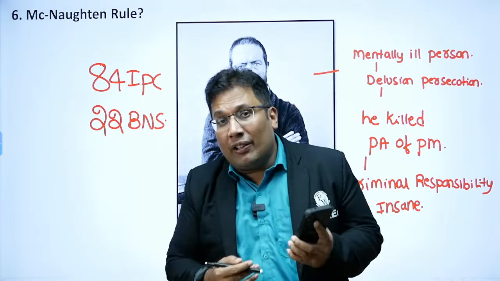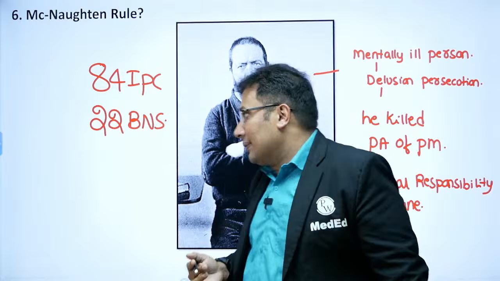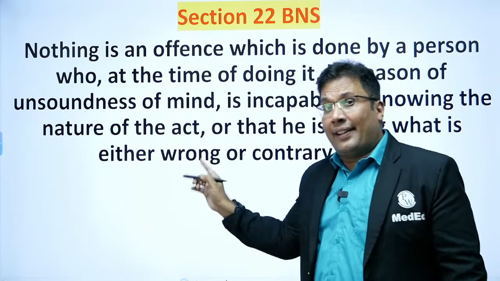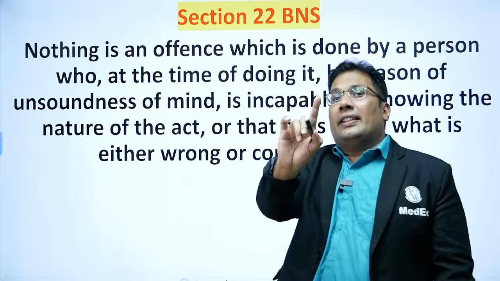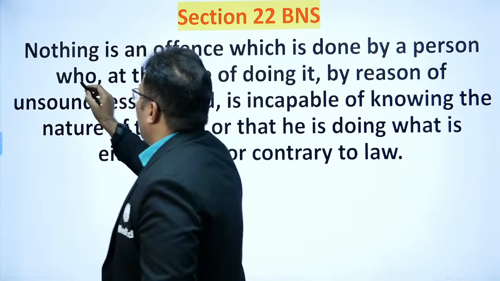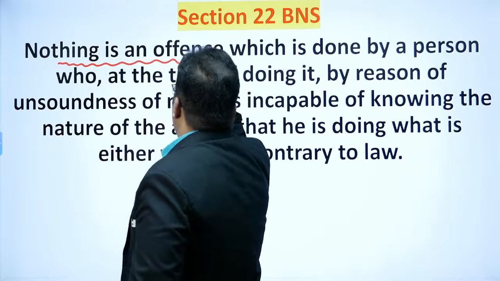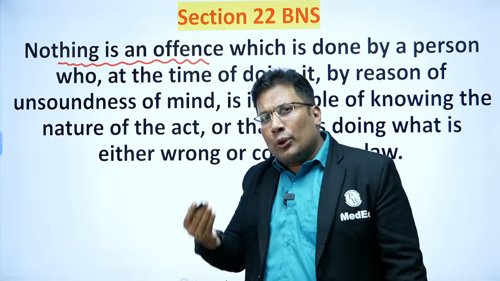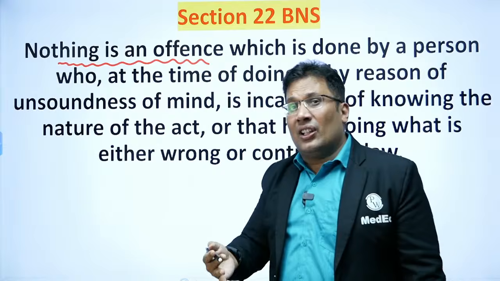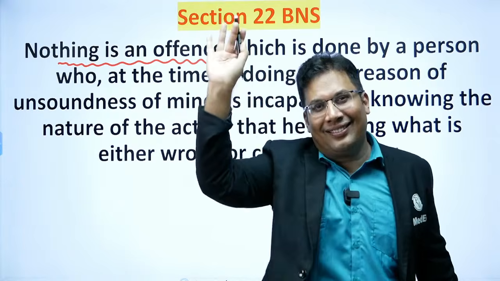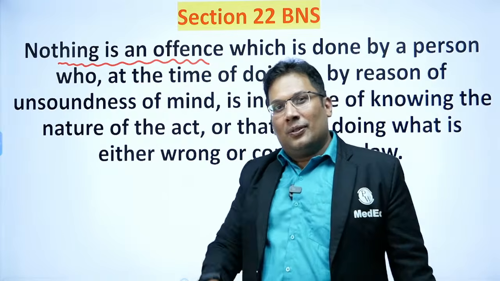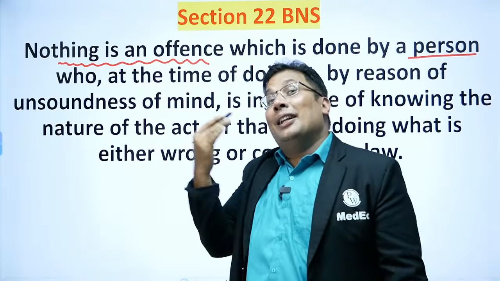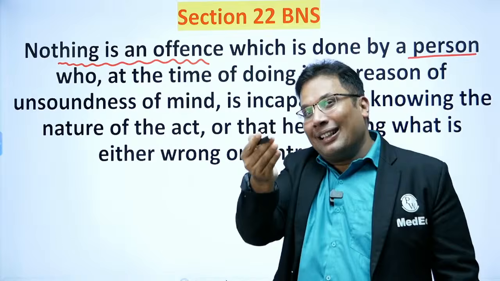In the exam, whenever this question is asked, you need to write like this. This is taken again from K.S. Narayan Reddy. This is the line you need to write in the exam: Nothing is an offense. Murder, attempt to murder, hurt, grievous hurt, any offense is nothing. Nothing is an offense which is done by a person, male or female, any person. Person means human being, not the animal.